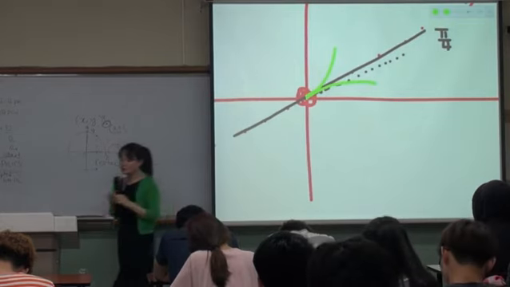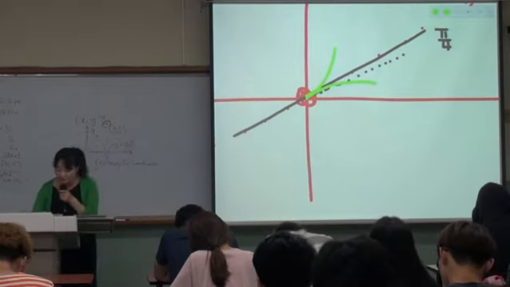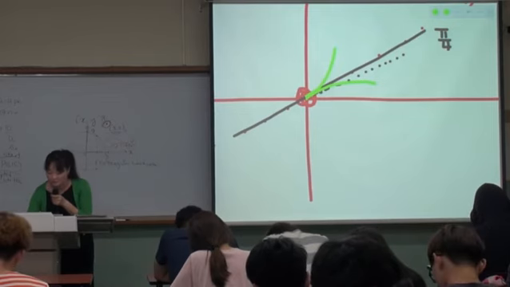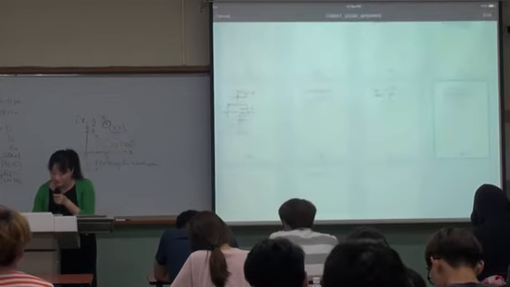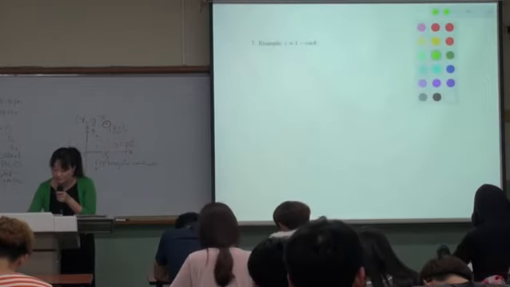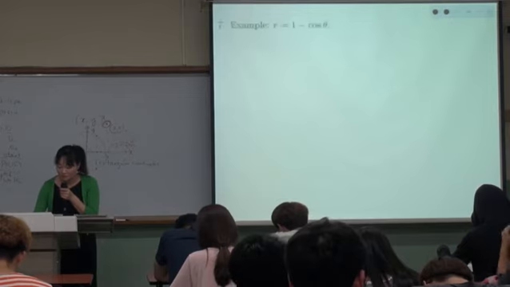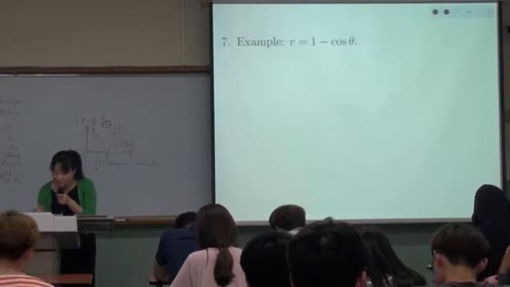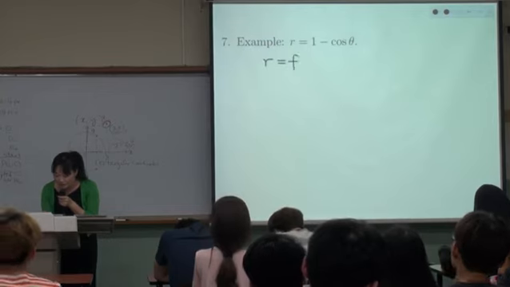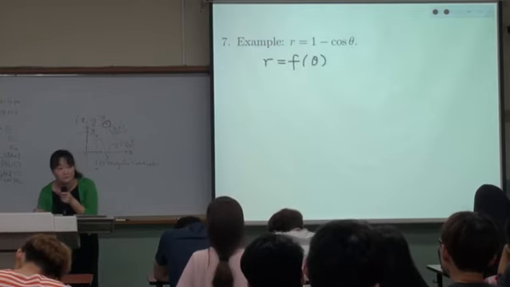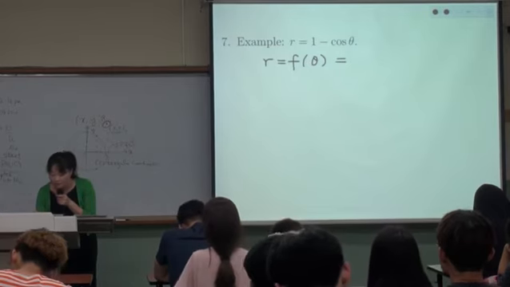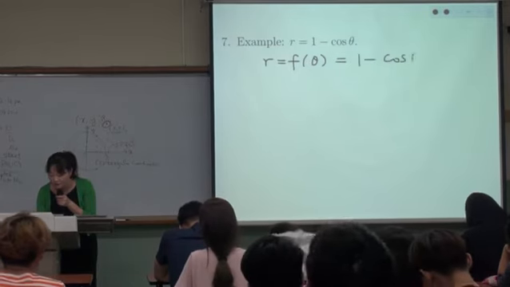Okay, so keeping that in mind, let's look at an example. Let me clarify this using an example. So r is 1 minus cosine theta. So r is f of theta. What's f? 1 minus cosine theta.